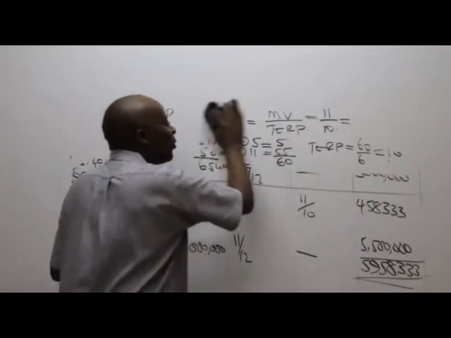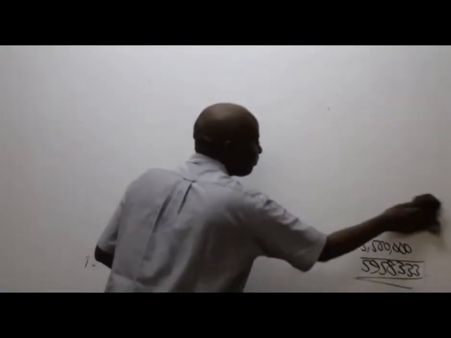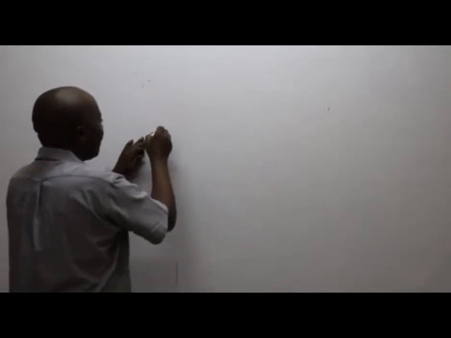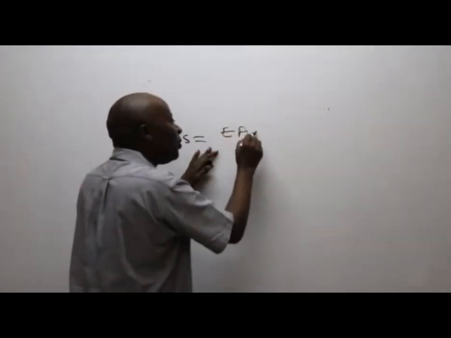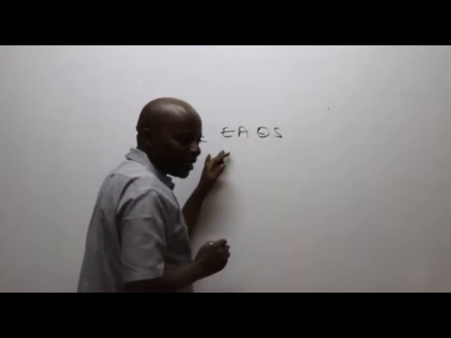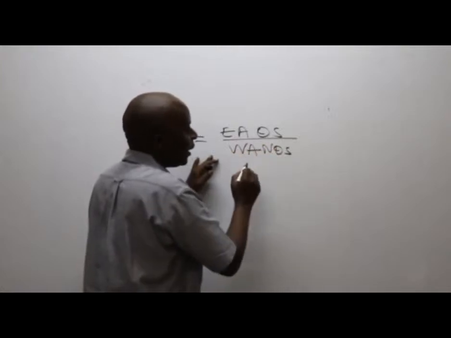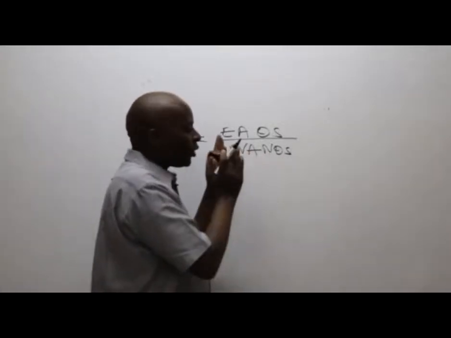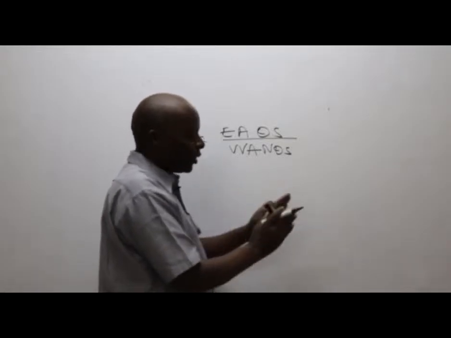So, ladies and gentlemen, that is it. Now what I would want you to do is remember the formula for getting our basic earnings per share. For us to get earnings per share, we take the earnings attributable to ordinary shareholders all over the weighted average number of ordinary shares.